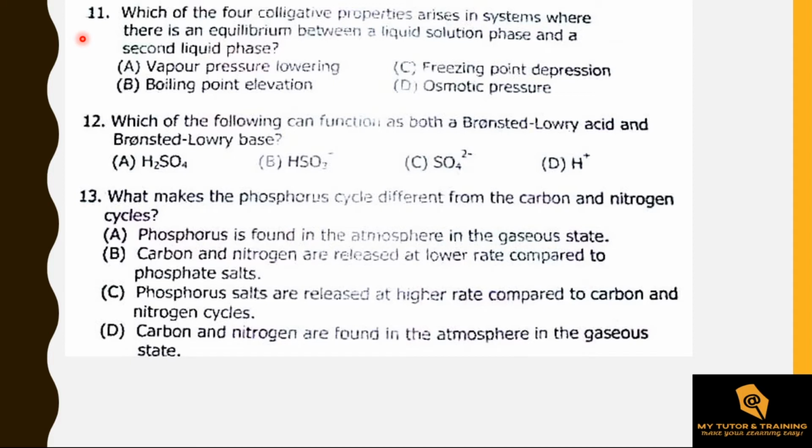HSO3 minus is both a Bronsted-Lowry acid and a Bronsted-Lowry base. Choice C, SO4 2 minus, has no hydrogen, so it cannot be a Bronsted-Lowry acid or base. Choice D, H plus, is also not a species that can both give and accept. So for the 12th question, our correct answer is B, hydrogen sulfite ion.